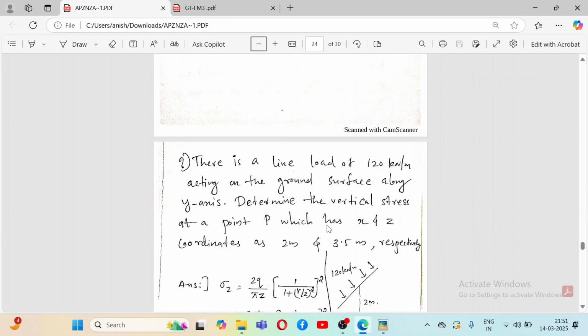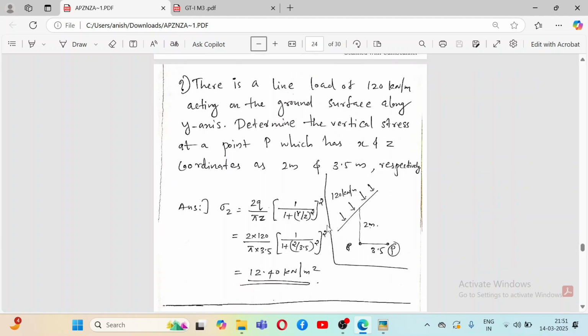So next question. Next question is a very simple question. Okay, vertical stress at a point P. Okay, you can see the notes and we can directly apply the equation for a line load. Every value is given directly here.